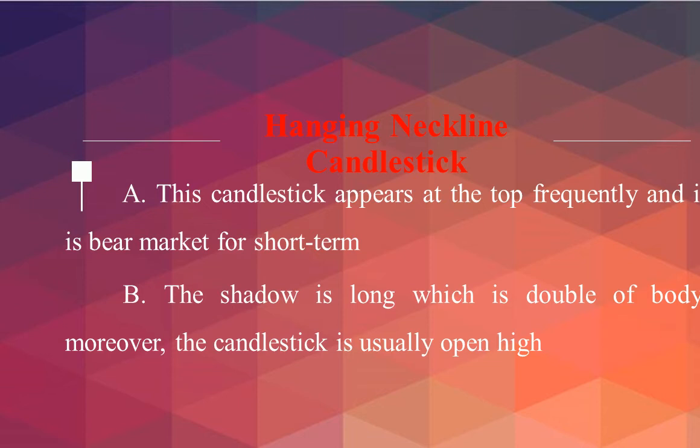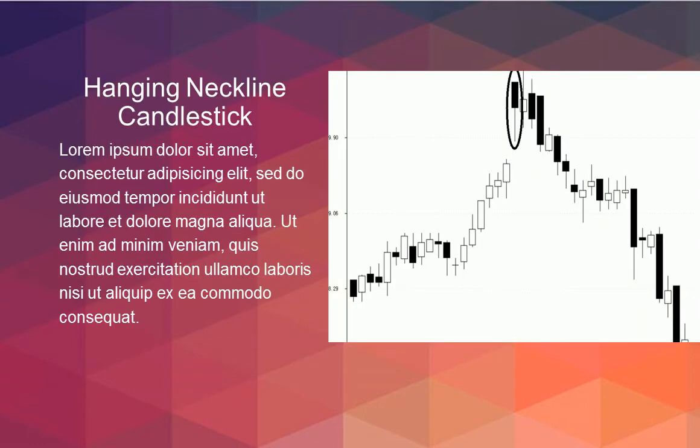Then we can see the shadow is long, which is double the body. Moreover, the candlestick usually opens high, okay? So if you see this candlestick appear at the bottom, you should know that the market may have some chance. Then we can see the next one is here, the hanging neckline candlestick.